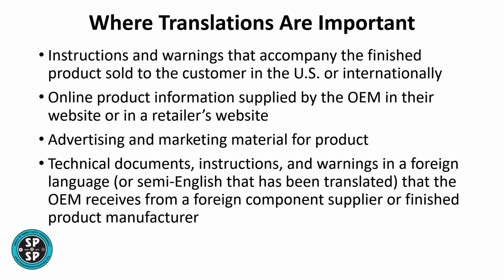So, where are translations important? It's not what we normally think of as the first bullet, and that is instructions and warnings that accompany the finished product sold to the customer in the US or internationally. And we'll talk about in the US because we also have to talk about multilingual information in the US and when it's appropriate. Similarly, online product information supplied by the OEM in their website and a retailer's website. That's where you could have English and you could have other languages in your website where you present that. Advertising and marketing material.